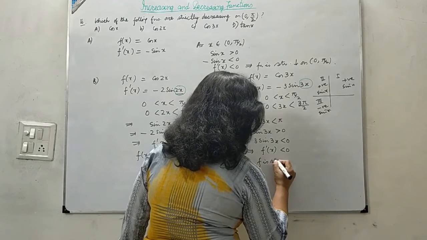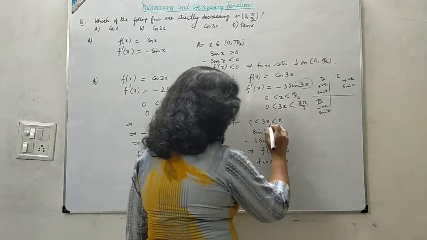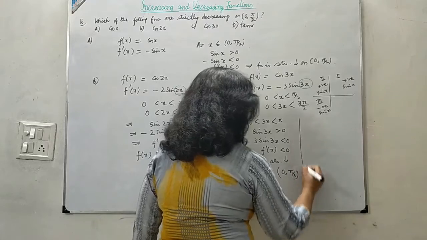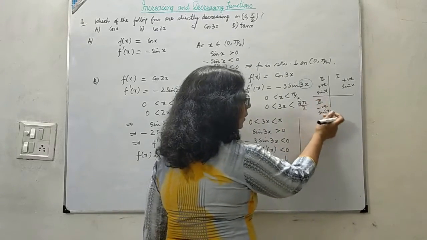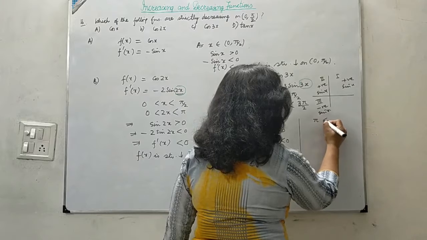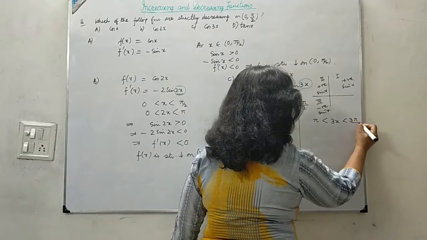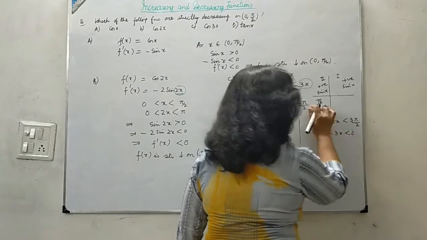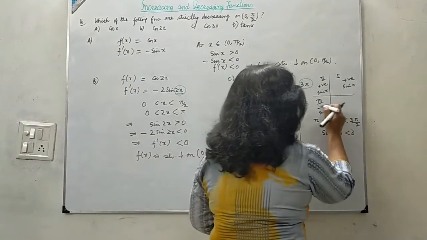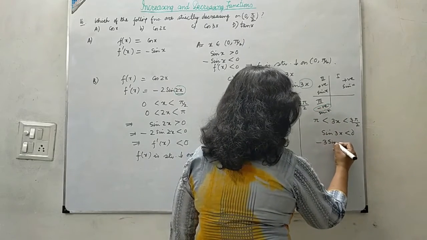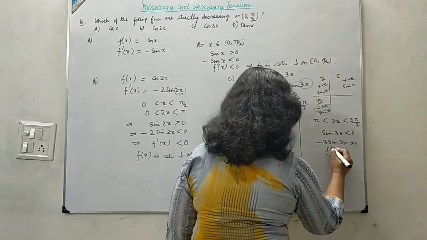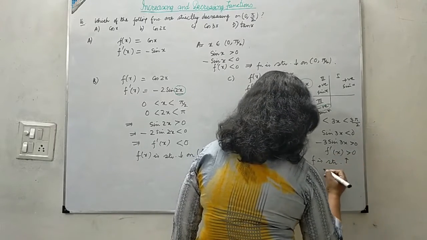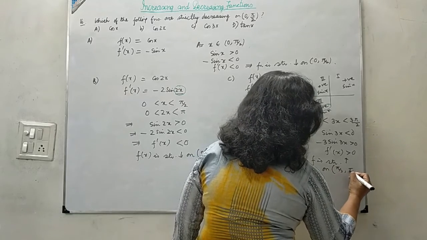So f is strictly decreasing on the interval 0 to pi by 3. But for the same part, I have to take the third quadrant as well. That means pi to 3 pi by 2. And so we have sin 3x negative here, as in the third quadrant sine is negative. So minus 3 sin 3x will be positive, so f dash x will be positive. So f is strictly increasing on pi by 3 to pi by 2.